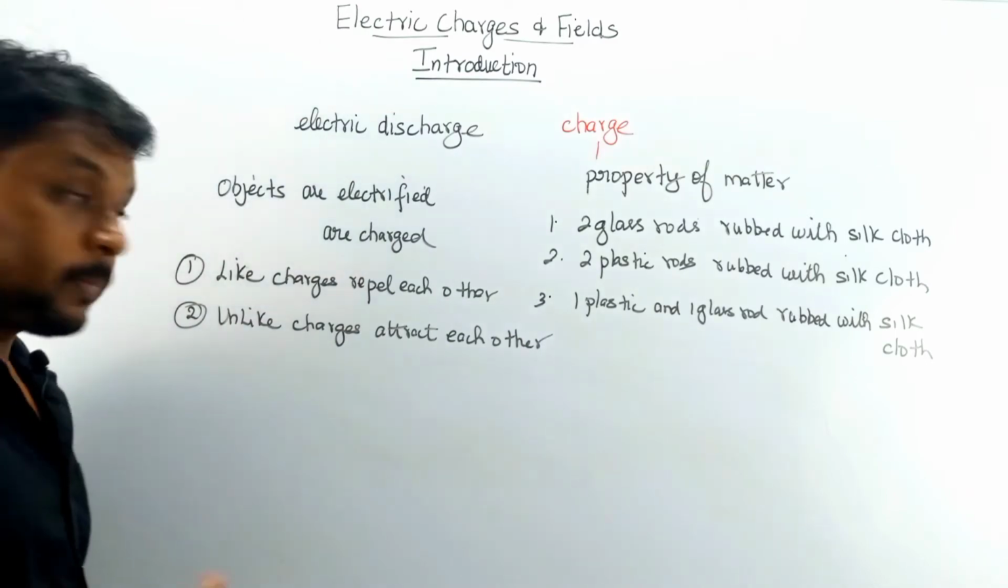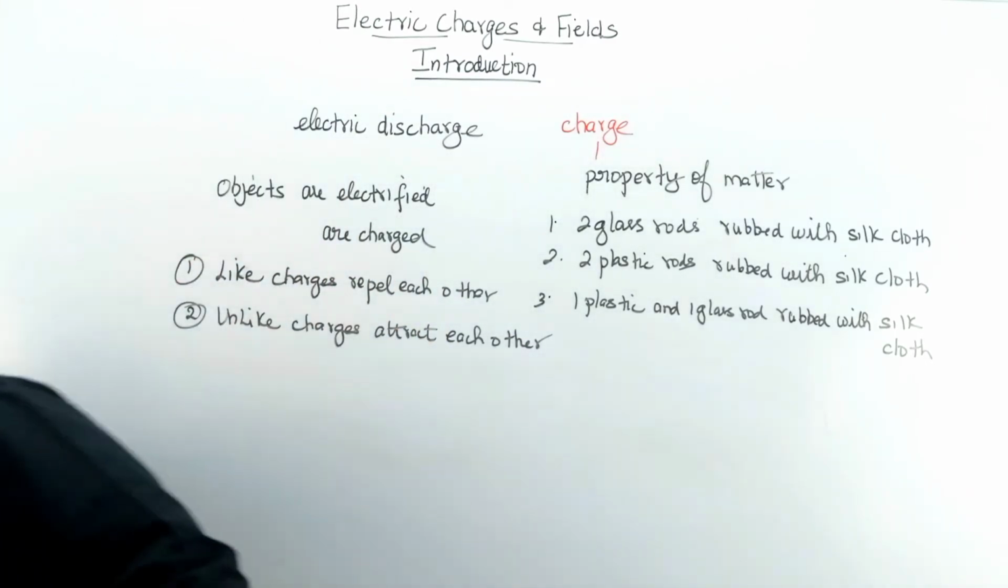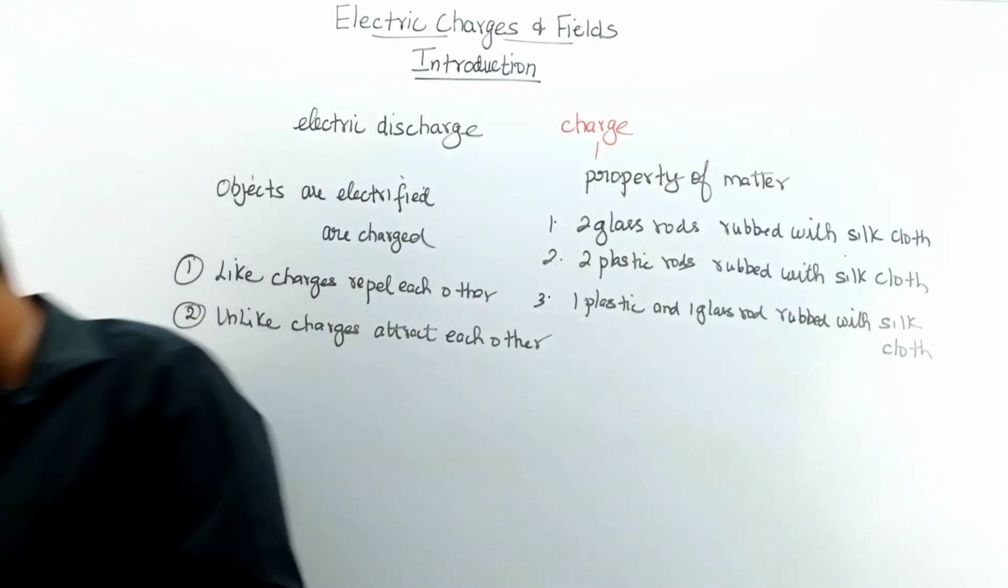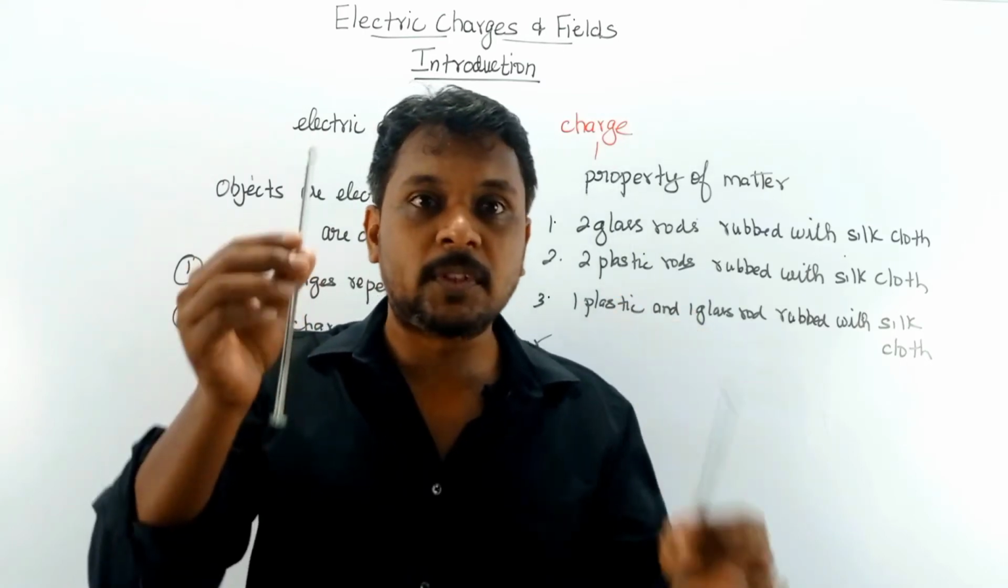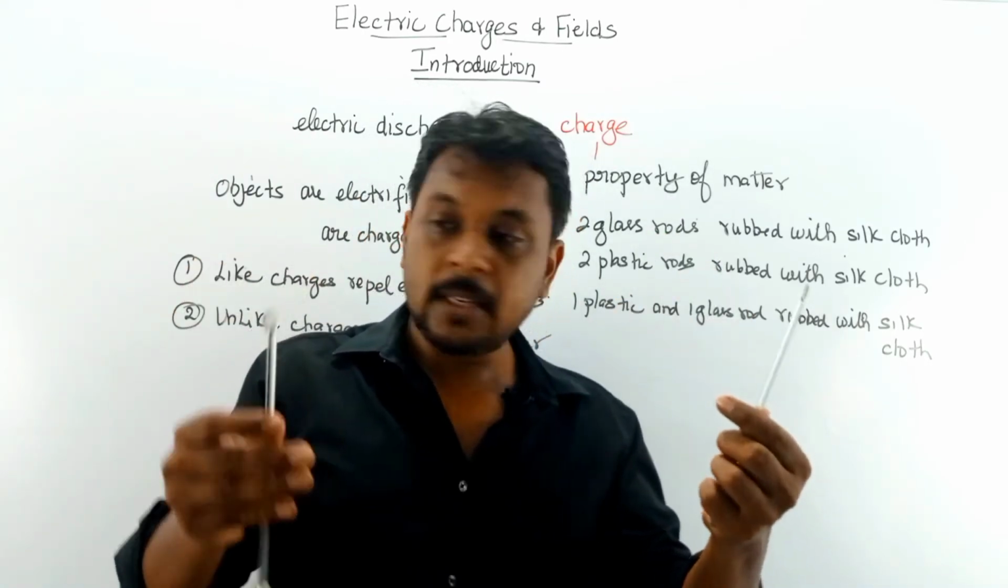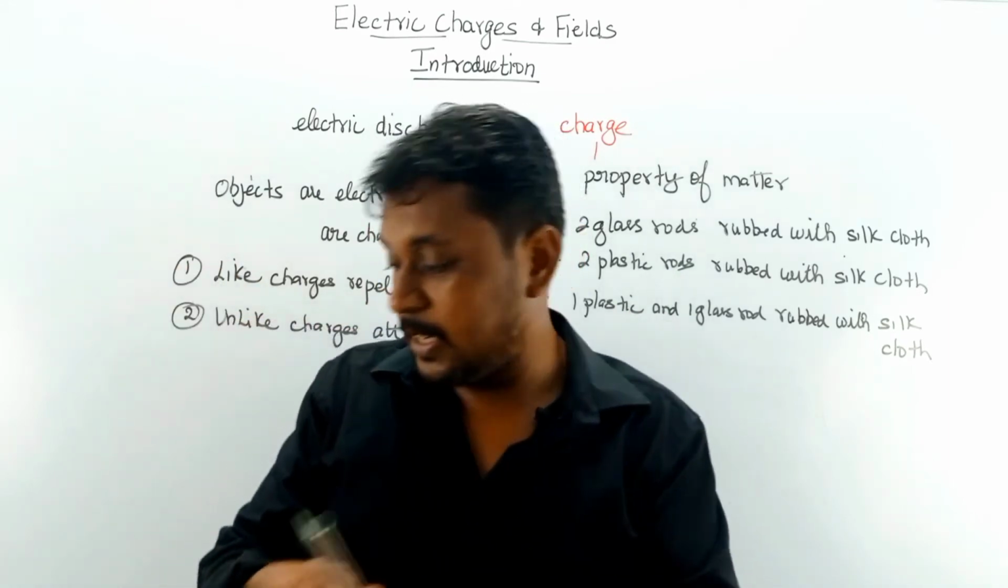So like charges repel each other, unlike charges attract each other. Now see that two glass rods after rubbing acquire the same kind of charge. This also acquires one kind of charge. They acquire the same kind of charge, so they repel each other.